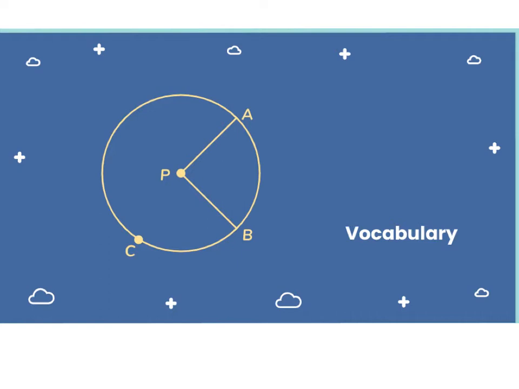We are going to begin with this circle shape here, and we'll start by talking about the central angle. So this angle here, angle APB, is a central angle. And we call it a central angle because the vertex is at the center of the circle.